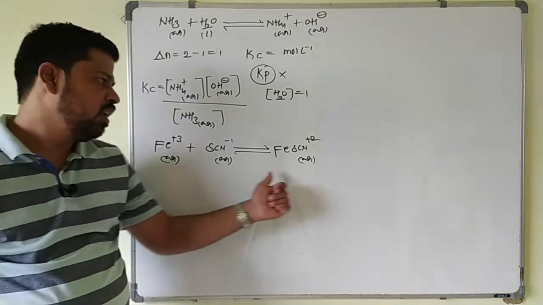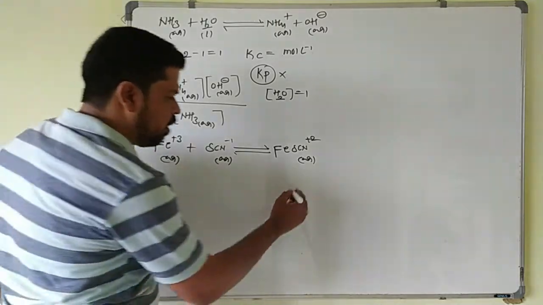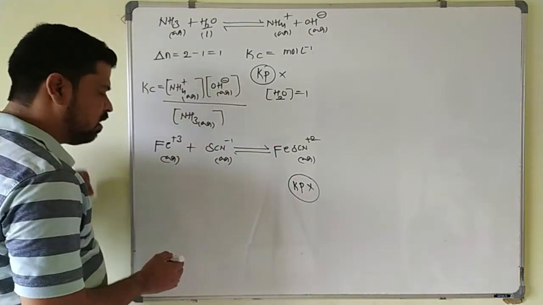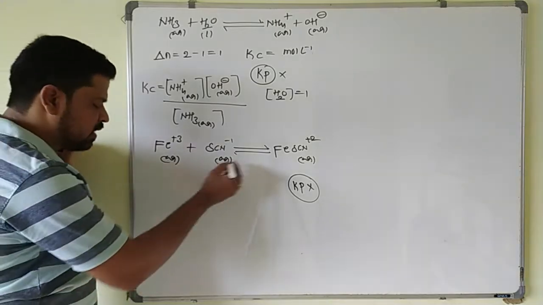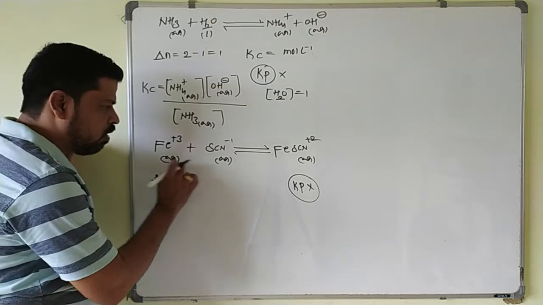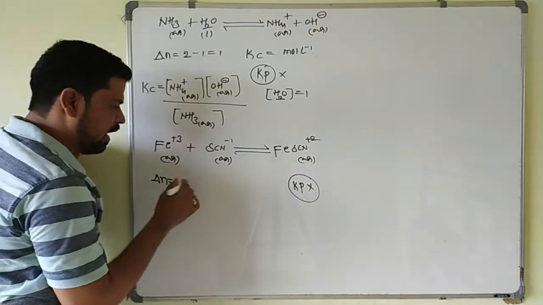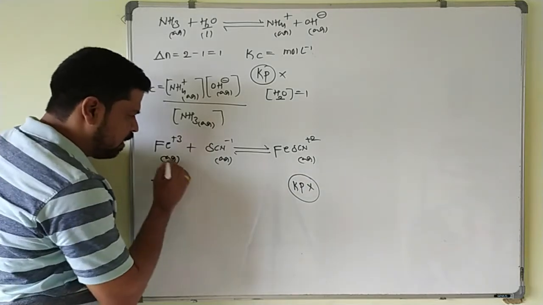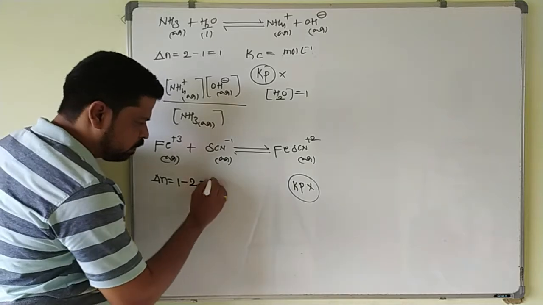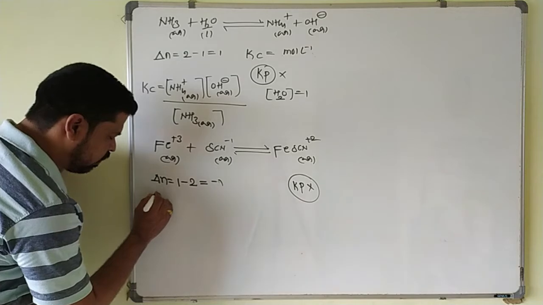So again it is a liquid homogeneous system, it does not involve any gaseous term. Kp cannot be written for this one, only Kc can be written, and in such cases delta n value is calculated on the basis of the number of moles present in the aqueous medium. Product minus reactant here. Product is 1 mole. Reactant, 1 mole plus 1 mole, 2 moles. So this will be minus 1. So delta n value is minus 1.